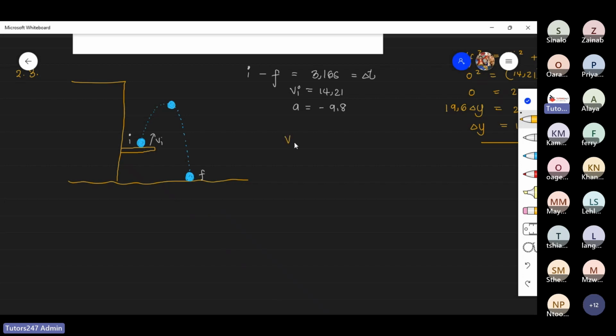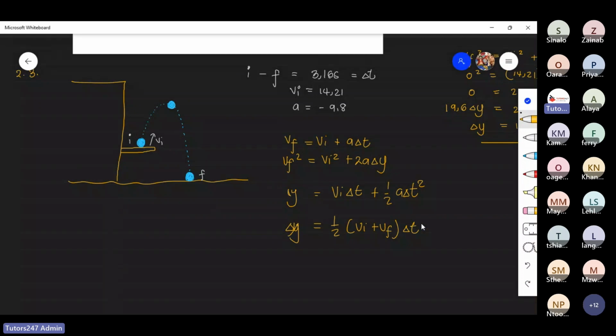So we've got our first formula, which is VF equals VI plus A delta T. Actually, it was plus A, not 2A. Then VF squared equals VI squared plus 2A delta Y. And delta Y equals VI delta T plus 1 over 2 A delta T squared. And lastly, delta Y is equal to a half into VI plus VF, times delta T.